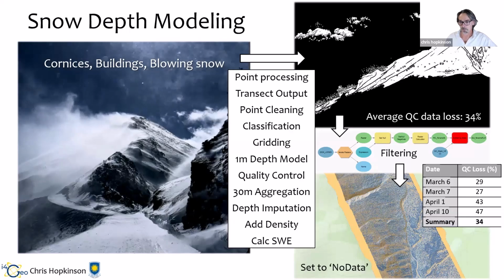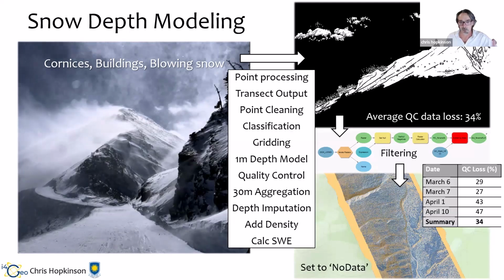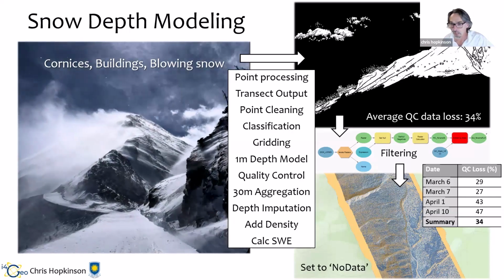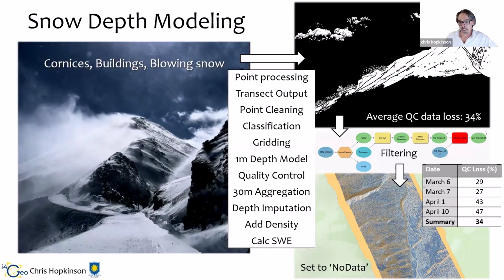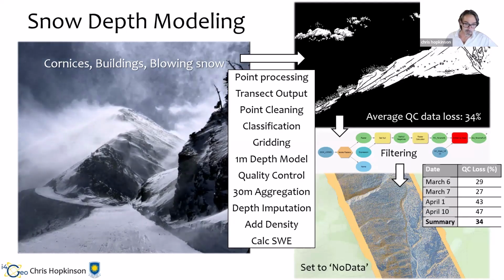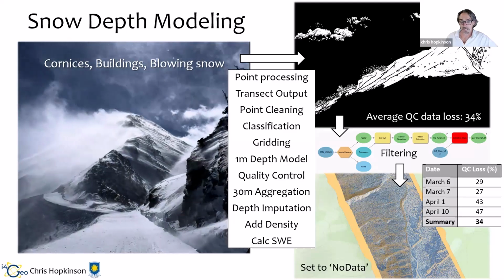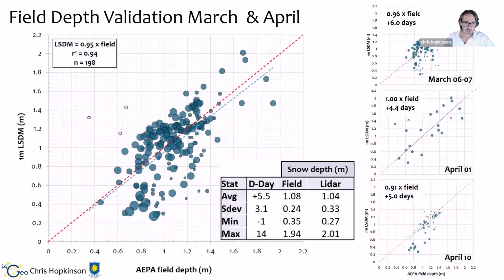Following the data cleaning, we removed a little over 30% of all of the ground coverage because it was either obstructed, occluded, or too noisy. So that's a data loss. And then we aggregated our depths up to 30 meters, and you'll see why in a minute. That allowed our depth imputation process where we would then add density, and then we could calculate snow water equivalent. So the first element of validation after the flight line to flight line comparison was to compare the LiDAR snow depth maps with the field data.